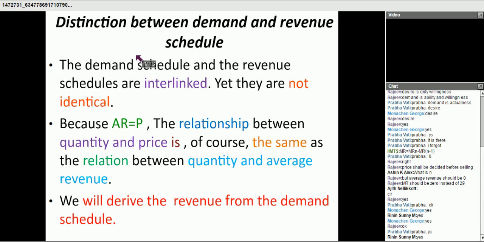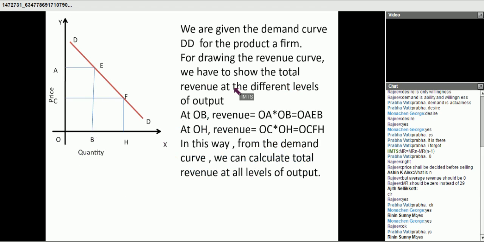So what is the distinction between the demand and the revenue schedule? Demand schedule and revenue schedule are interlinked. They are related to each other, but they are not identical, because average revenue is equal to price per unit. The relationship between the quantity and the price is of course the same as the relationship between the quantity and the average revenue. Instead of price we can write average revenue because they both are identical. So how are we going to derive the revenue from the demand schedule itself? Let's see how.